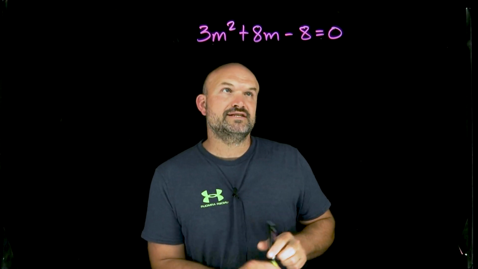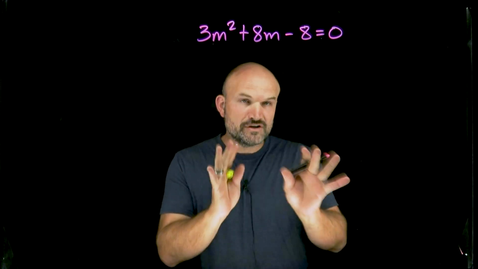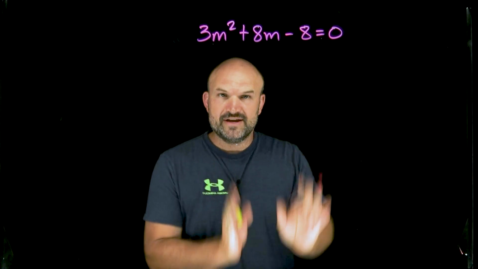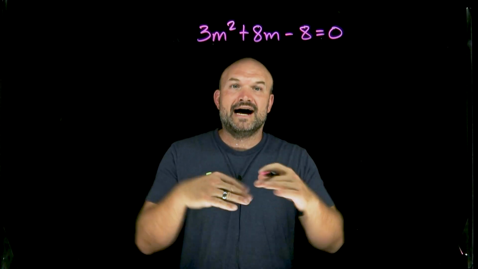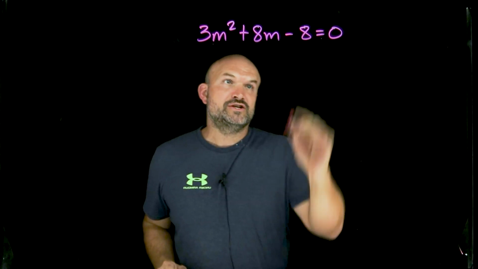To solve a quadratic like this using completing the square, there's a special technique that I like to use. The first thing that I always like to do is go ahead and get my constant over to the other side. Therefore, I can just focus in on creating the perfect square trinomial on one side of the equation.